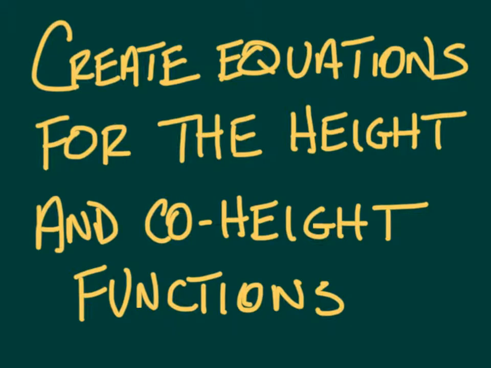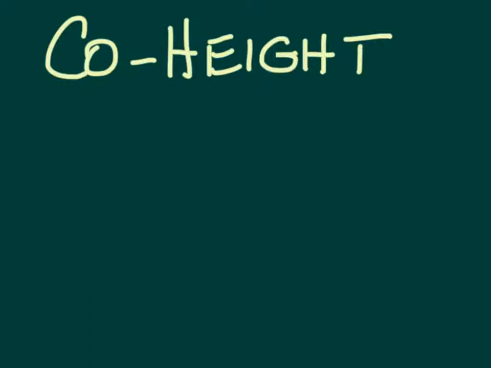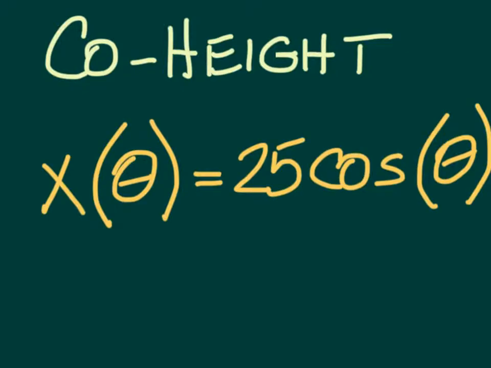Now we have to create equations for the height and the co-height functions. We have to create an equation for the co-height using what we've had so far. Now for the co-height function, would that be sine or cosine? He says cosine. Anybody say sine? Okay, we'll look at it. Here it is. He is right. It is cosine.